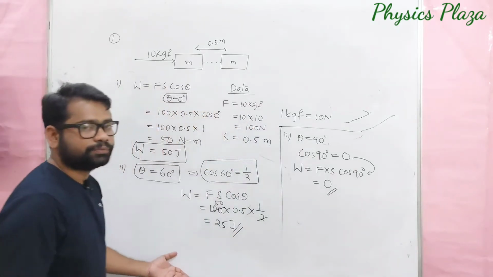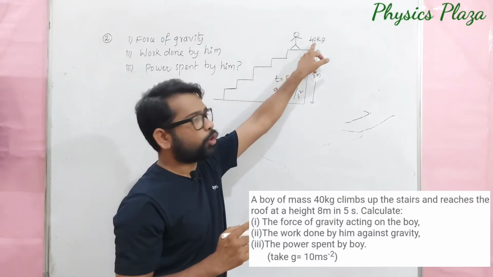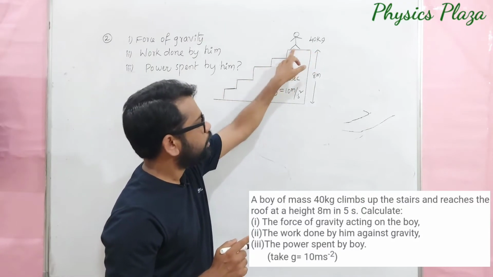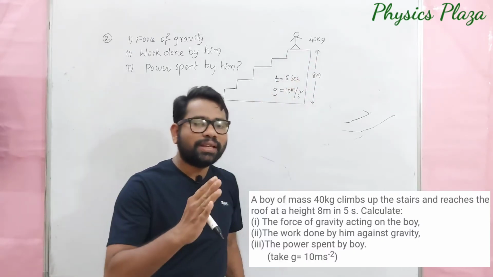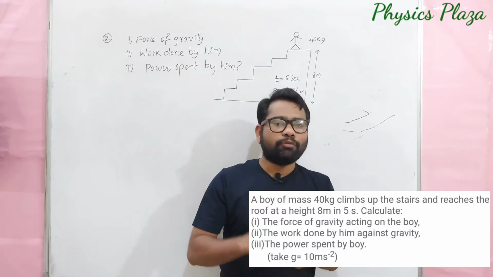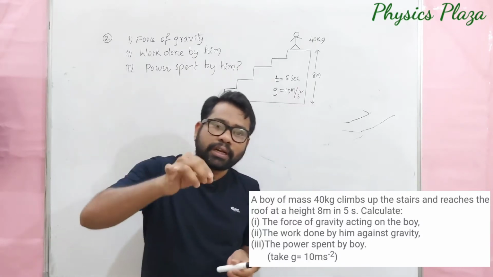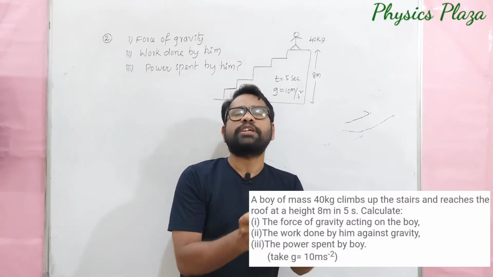Okay, just copy it. Children, it is given that a boy of mass 40 kg climbs up the stairs and reaches the roof which is at a height of 8 meters in 5 seconds. Then they are asking us to calculate the force of gravity on the boy, the work done by the boy against gravity, and how much power is spent.